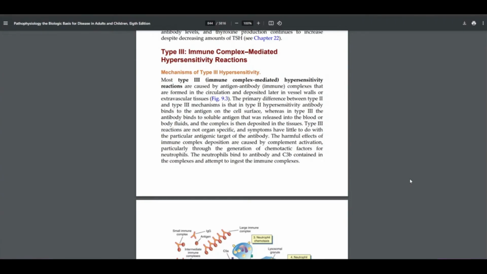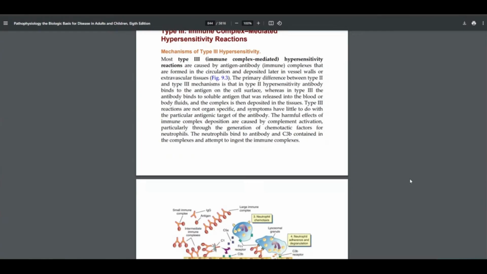Type 3, immune complex-mediated hypersensitivity reactions. Mechanism of type 3 hypersensitivity. So most type 3 immune complex-mediated hypersensitivity reactions are caused by antigen-antibody or immune complexes that are formed in the circulation and deposited later in vessel walls or extravascular tissues.